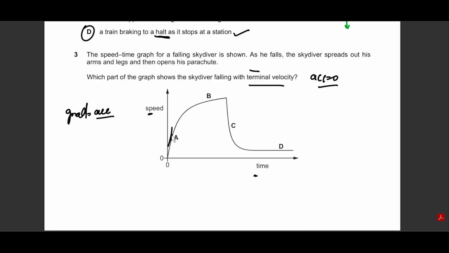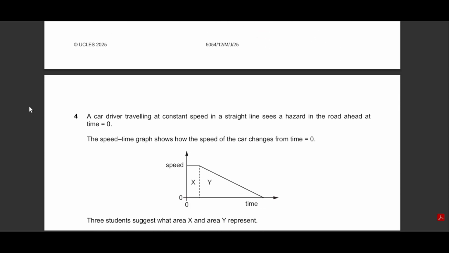Now in A, the graph is steep. C, the graph is steep. The acceleration is not 0. The gradient is not 0. B or D could have been the answer. Now notice that even in B, the line hasn't come completely flat. But in D, it has. So the gradient is 0, hence the acceleration is 0, which means it's moving at terminal velocity. D should be the answer.